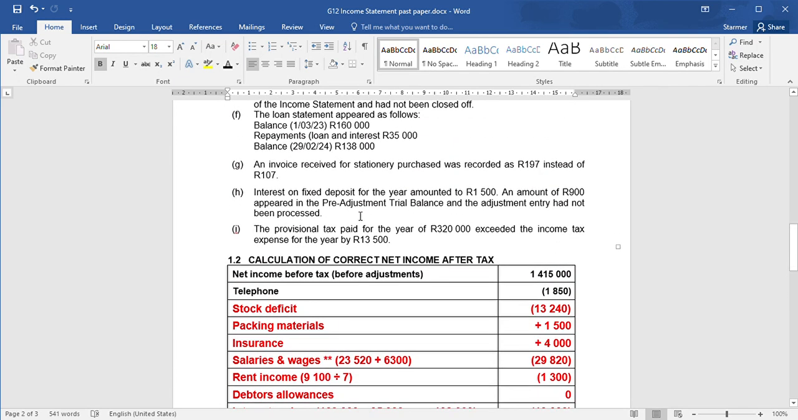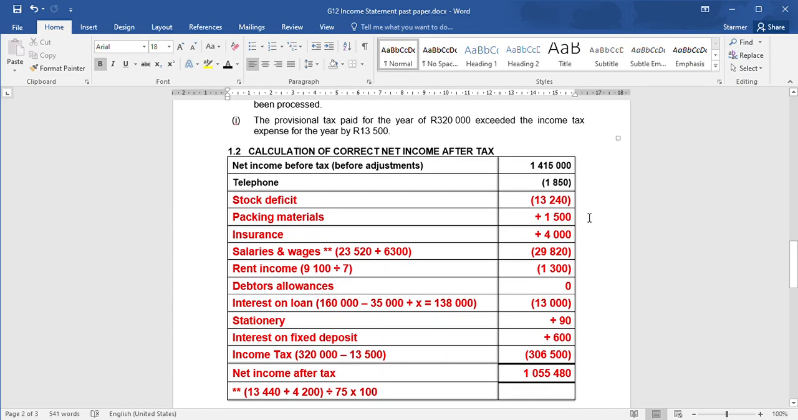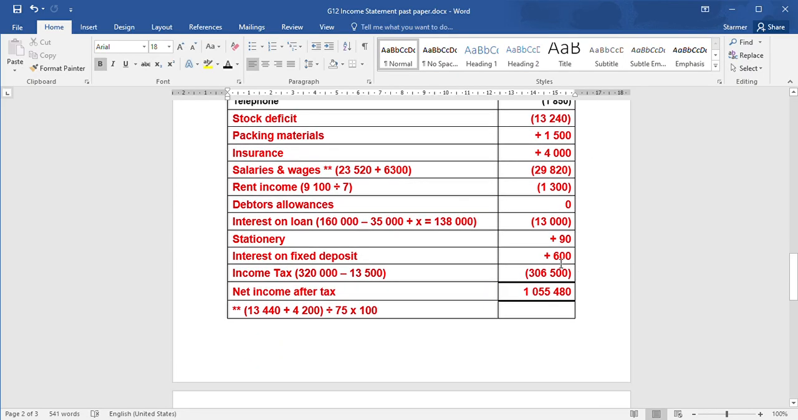Interest on fixed deposit is 1,500 and an amount of 900 Rand appeared in the pre-adjustment trial balance. Please remember that if something's in the trial balance, it means it's happened already. So you should have received 1,500. You've already received 900. So it's only 600 Rand that you need to add here.